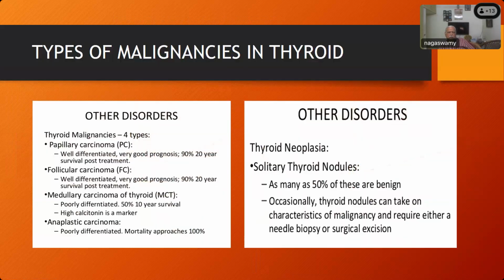And thyroid neoplasia: sometimes they may ask you about the types of malignancies. If they give you a case for total thyroidectomy, it may be papillary, follicular, medullary, or anaplastic carcinoma. Papillary has a good prognosis. 90% of patients survive for 20 years after surgery.